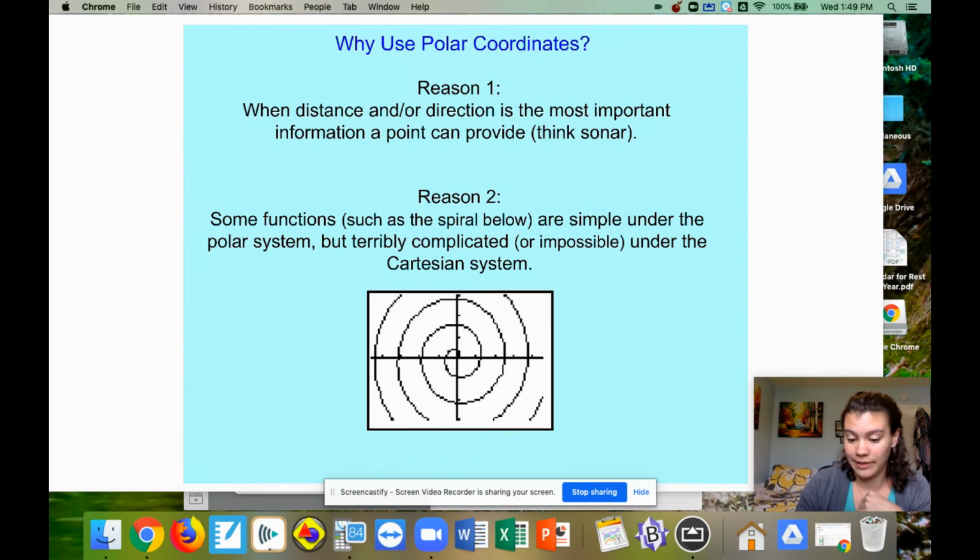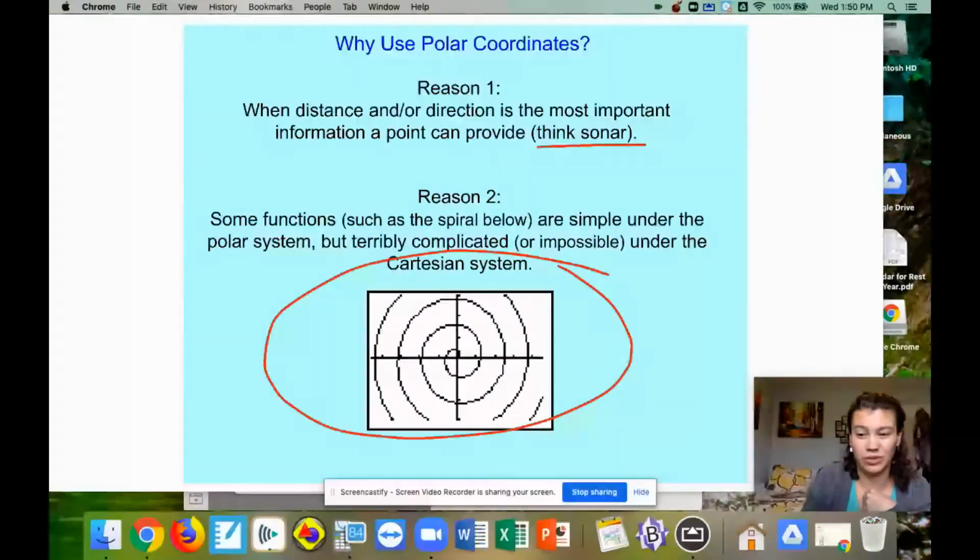Why do we care about polar coordinates? Why do we use them? The first reason is when distance and direction are more important than other things, like sonar and tracking that kind of stuff. And kind of like parametric, there are some graphs that are really complicated in your standard Cartesian coordinates but are pretty easy in polar coordinates.